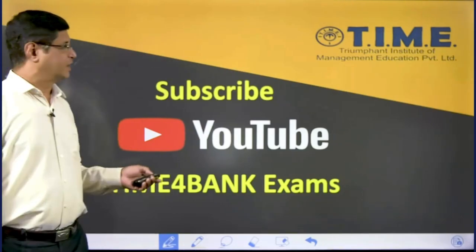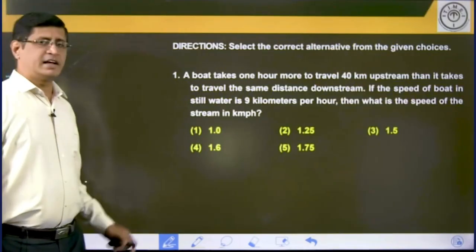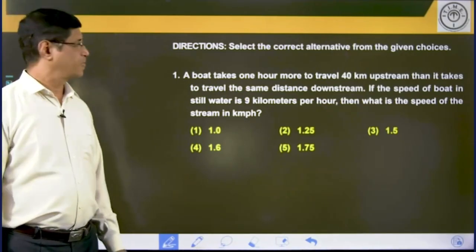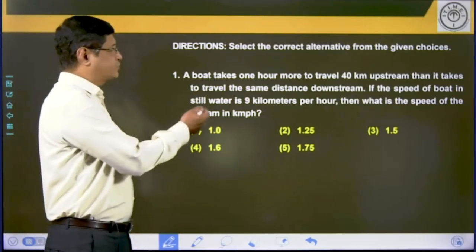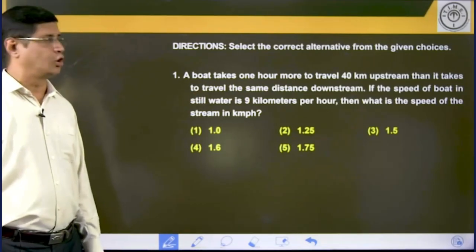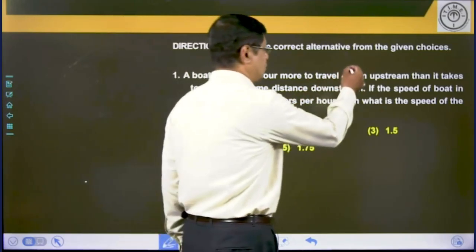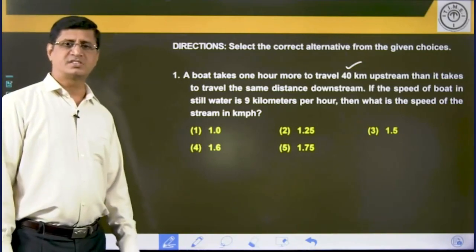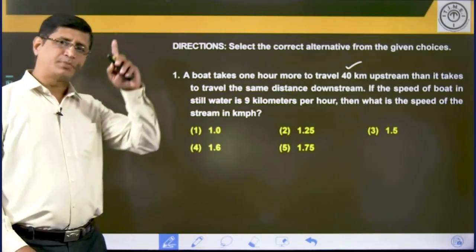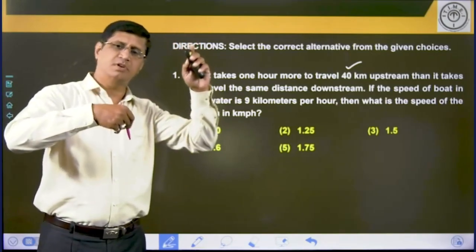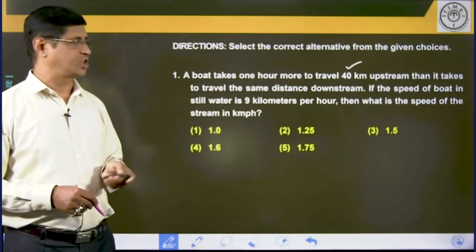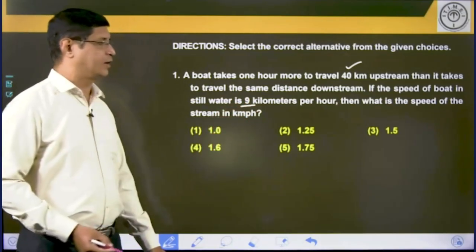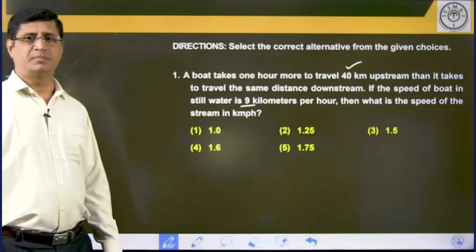Okay, let's begin our session. Here directions are given. Select the correct alternative from the given choices. A boat takes 1 hour more to travel 40 km upstream than it takes to travel the same distance downstream. Here upstream is 40 kilometers, downstream is also 40 kilometers. Distance is same here. If the speed of the boat in still water is 9 km per hour, then find the speed of the stream.